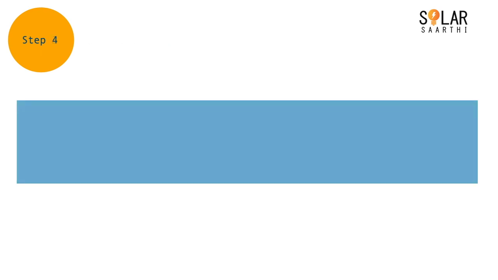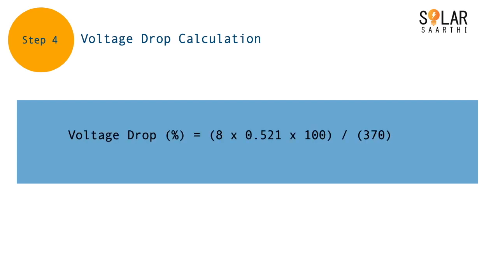So the final stage is the voltage drop calculation. We'll add the values in the formula. Voltage drop in percentage is equal to 2 multiplied by 8, which is the IMP, multiplied by 0.521, the resistance value that we calculated for the total length at 90 degrees Celsius, multiplied by 100 for percentage value, divided by 370, the VMP of the array. By calculating that, we get a voltage drop of 1.12%.